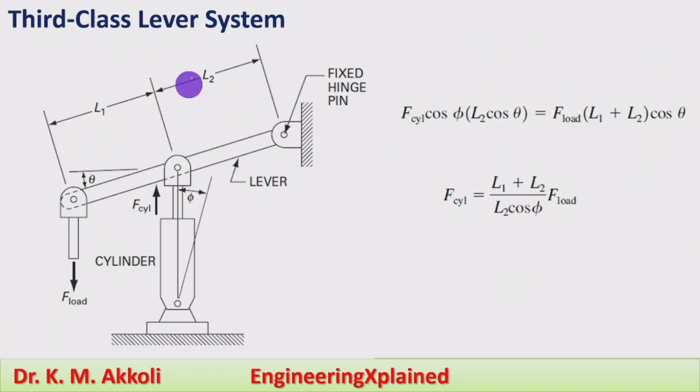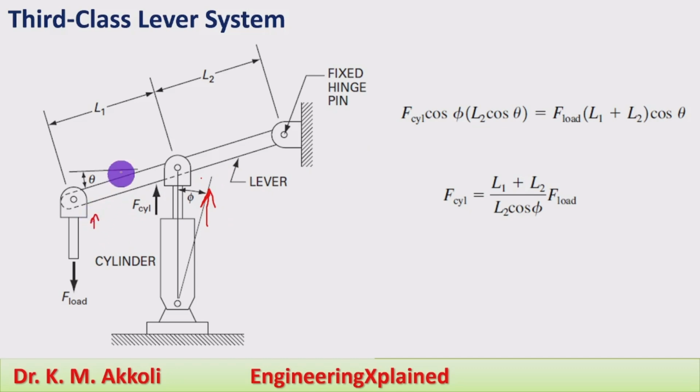Moving further, the third class lever system. In the third class lever system, the cylinder rod pin is between the load rod pin and the fixed hinge pin, and here the cylinder will be applying the force to lift the load from the other end.